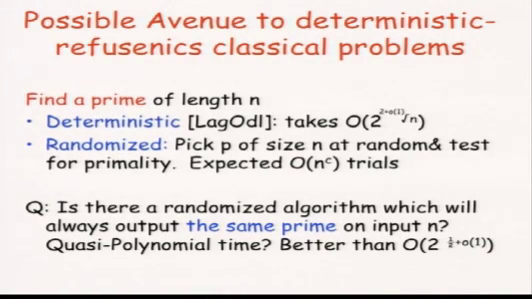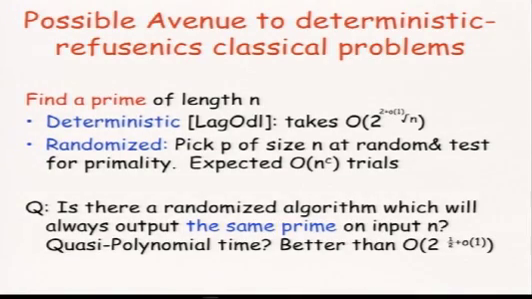So how about modifying the question and saying, you know what, I am allowing you to use randomness. You can toss coins if this guides your search for a prime. But I want the algorithm always to output the same prime. So I want it to be a pseudo-deterministic algorithm. On the same n, it's going to give me the same prime of length n. Is that going to help my question?